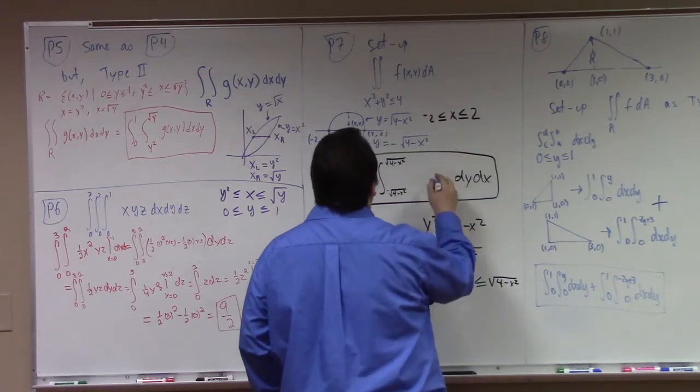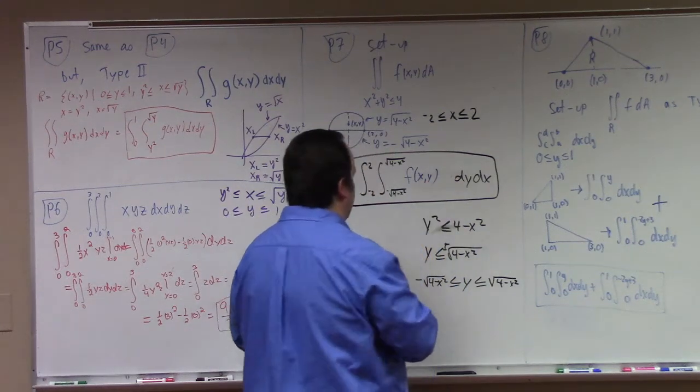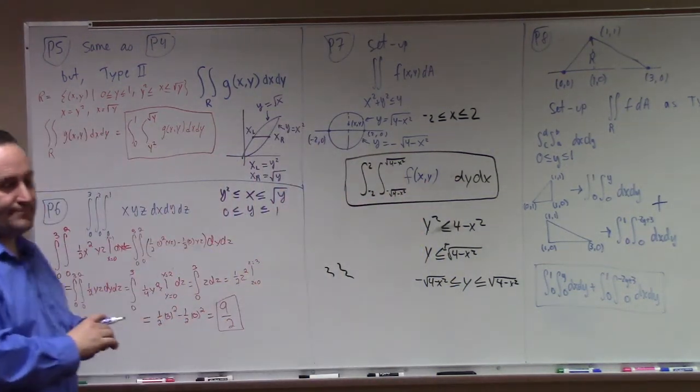So yeah, that is supposed to be f of x, y here. We are not given the formula, in fact, so that's the answer.